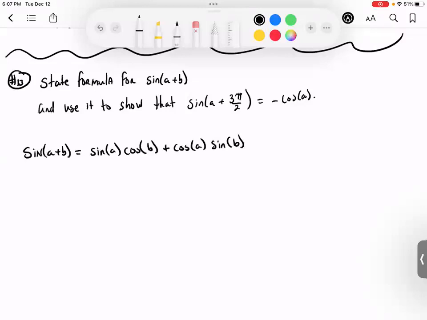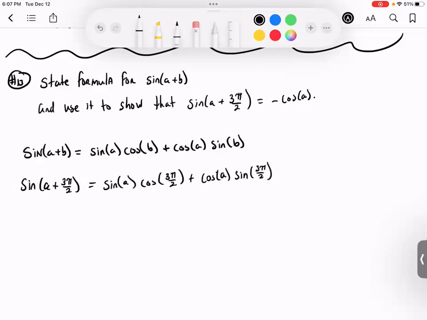So for verification purposes here, we're replacing the b with 3 pi over 2. Wherever I see the b, replace it with 3 pi over 2. So this is sine of a times cosine 3 pi over 2 plus cosine of a times sine of 3 pi over 2. Now what you need to do is the evaluation. You need to figure out what cosine of 3 pi over 2 and sine of 3 pi over 2 are.